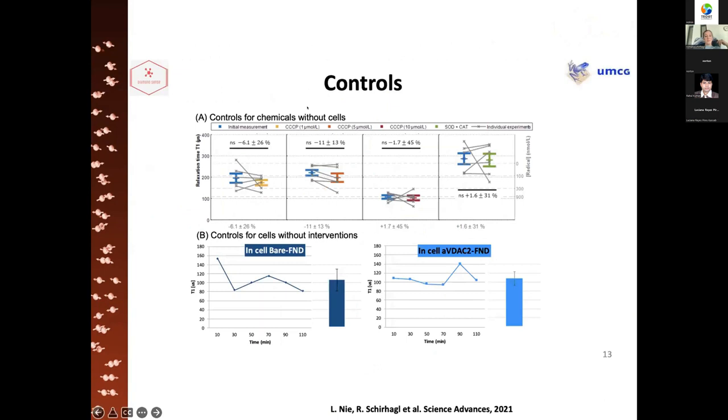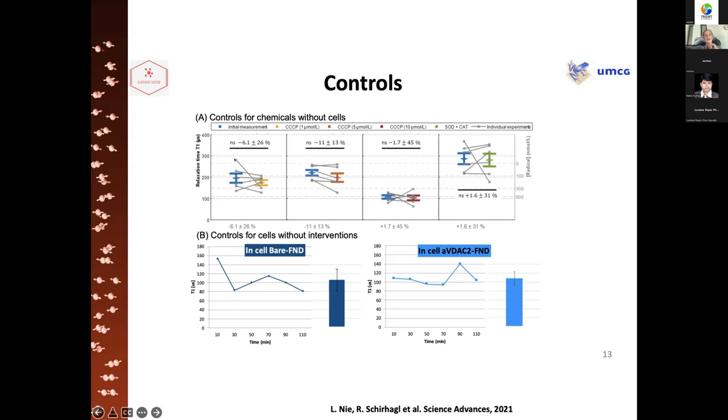And then here's a boring slide with all the controls where nothing happens. But let me use this slide to explain what we do. So we have here, in this case, the relaxation time, the T1 that I explained before. And on this scale, we have the concentration in radicals that we got via this calibration that I've shown you before. And then we have here gray lines and colored bars.